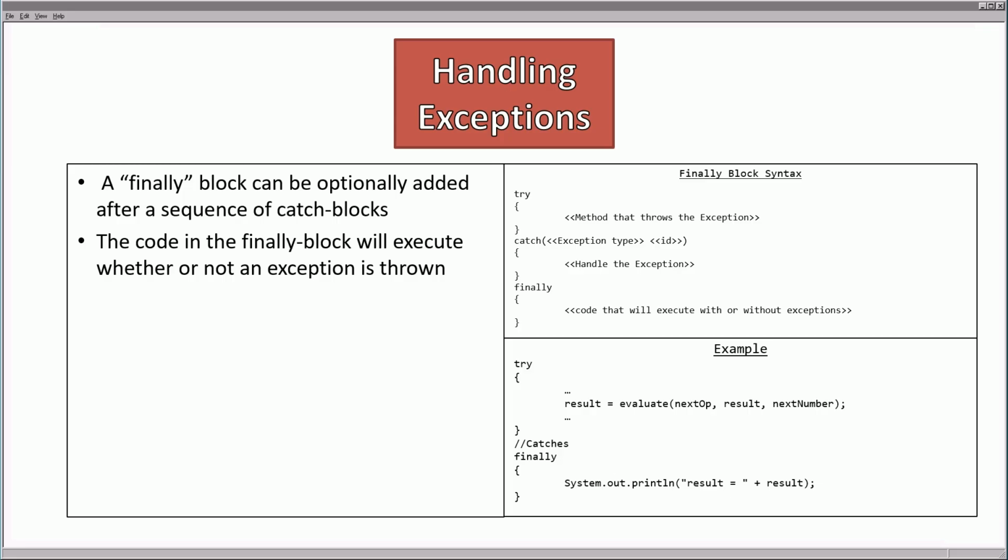In addition to all of this, you can optionally add a finally block after a try-catch sequence. So after all of the catches, you can write the finally, and the finally block will execute whether or not an exception is thrown. Notice that the finally occurs right here, and you just write the code that's going to execute with or without exception. With our running example, we just omitted the catches for space sake, but we run the code evaluate, and then, no matter what happens, we System.out.println the string "result equals" appended to the result here.